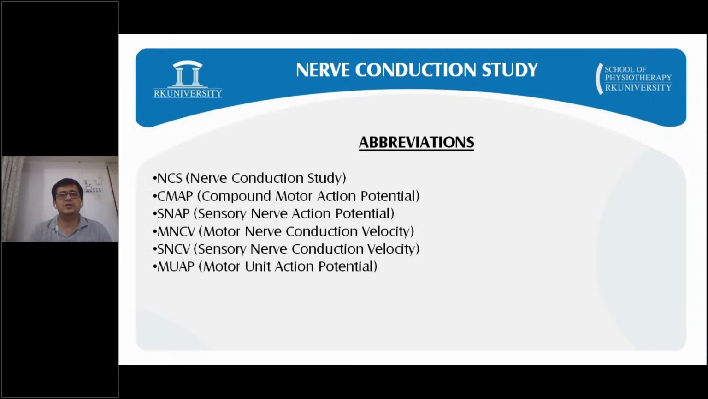Now these are different abbreviations that are commonly used during reporting. NCS is nerve conduction study. CMAP, compound motor action potential. SNAP, that is sensory nerve action potential. MNCV, that is motor nerve conduction velocity. SNCV, sensory nerve conduction velocity. And MUAP, that is motor unit action potential. So if you find these abbreviations in your report, you will be able to give the full form.